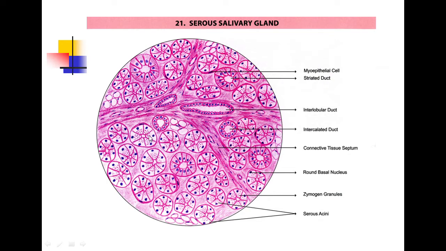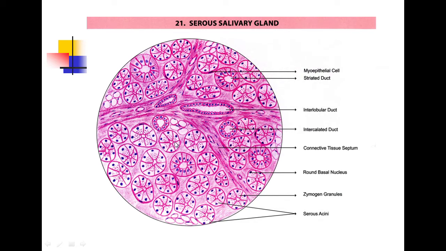You can see the zymogen granules in the apical portion. The acini are rounded in shape, having a narrow lumen. In the apical portion, there are the zymogen granules which are eosinophilic. Then the nucleus of the cell is rounded, centrally placed. Here you can see the myoepithelial cell. The cells are surrounded by myoepithelial cells.